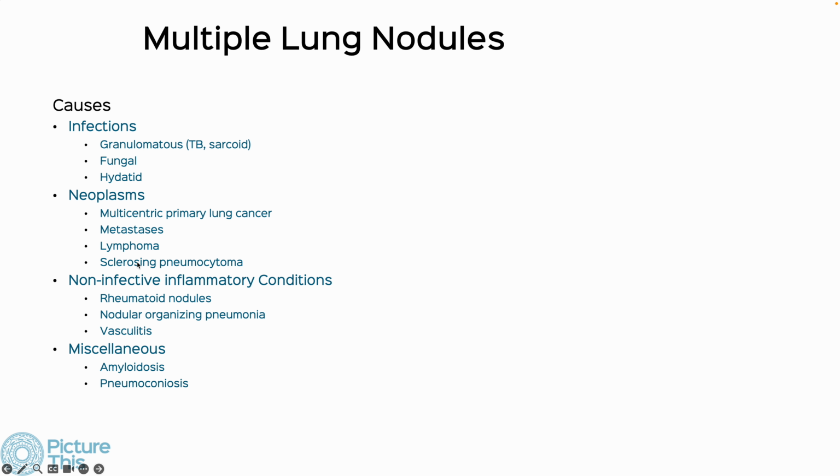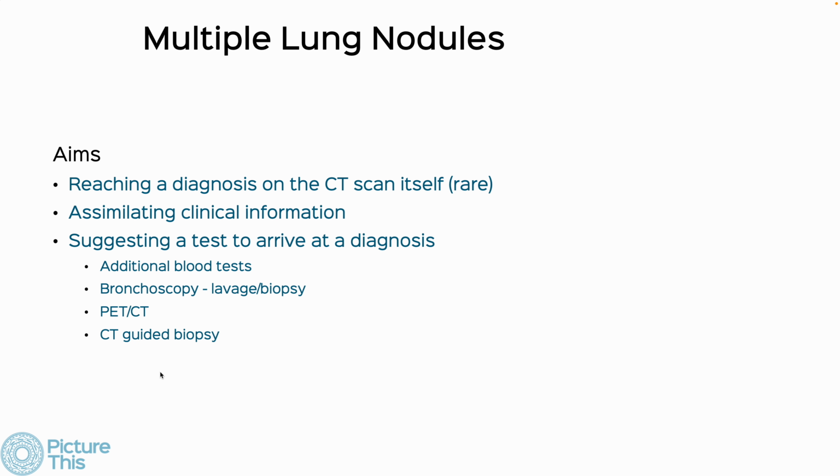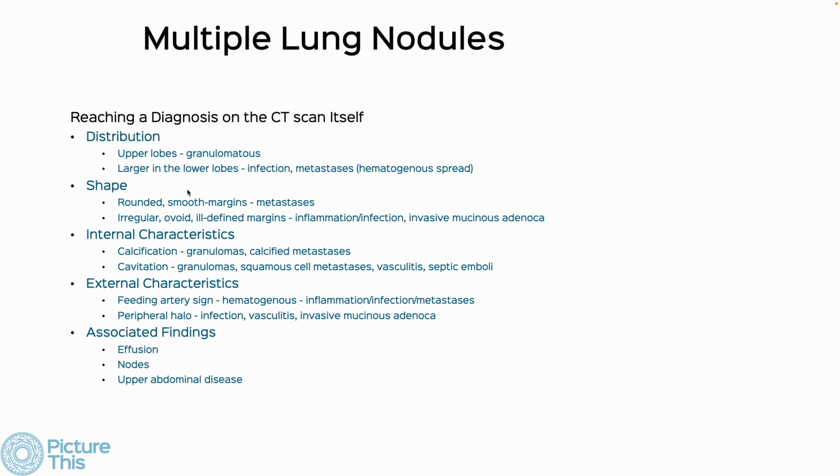Now, if you look at multiple lung lesions and mass-like lesions, these are the various conditions that you would think of. And the way to reach a diagnosis is to do it on the CT itself, assimilate the clinical information, and then suggest a test to arrive at a biopsy. And reaching a diagnosis on the CT itself depends on distribution, shape, internal characteristics, external characteristics, associated findings.